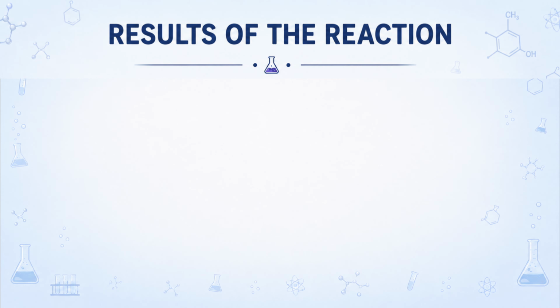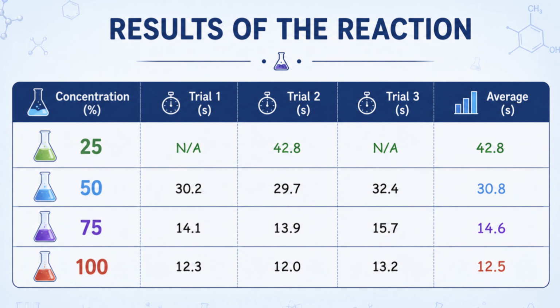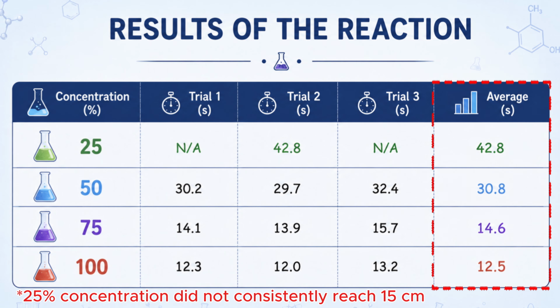After completing 3 trials for each vinegar concentration, I calculated the average time taken for the balloon to reach a fixed circumference of 15 centimeters. Using the average rather than a single result improves the reliability of my investigation because it reduces the effect of random errors. These results were then plotted into a graph.